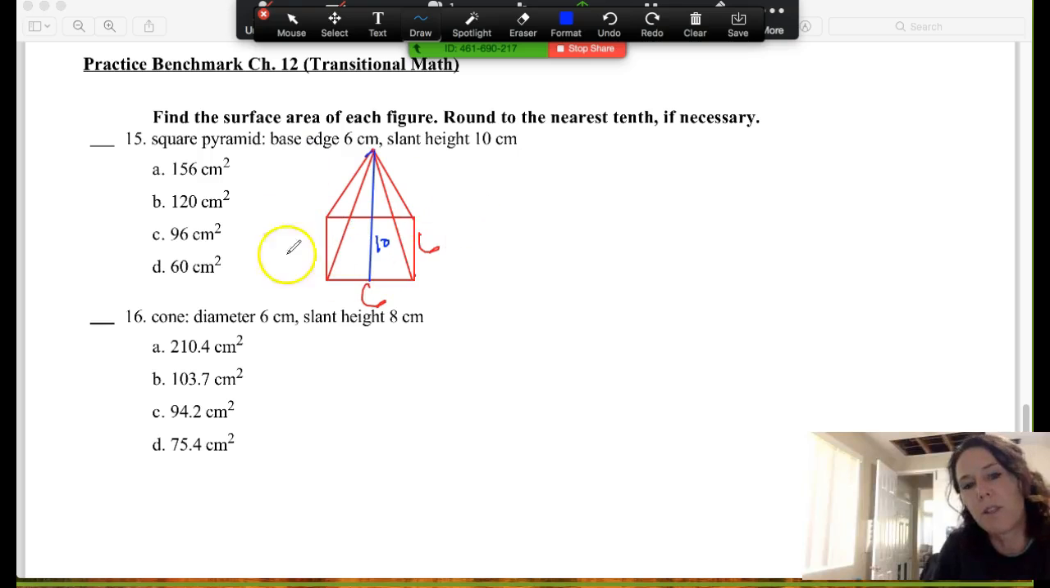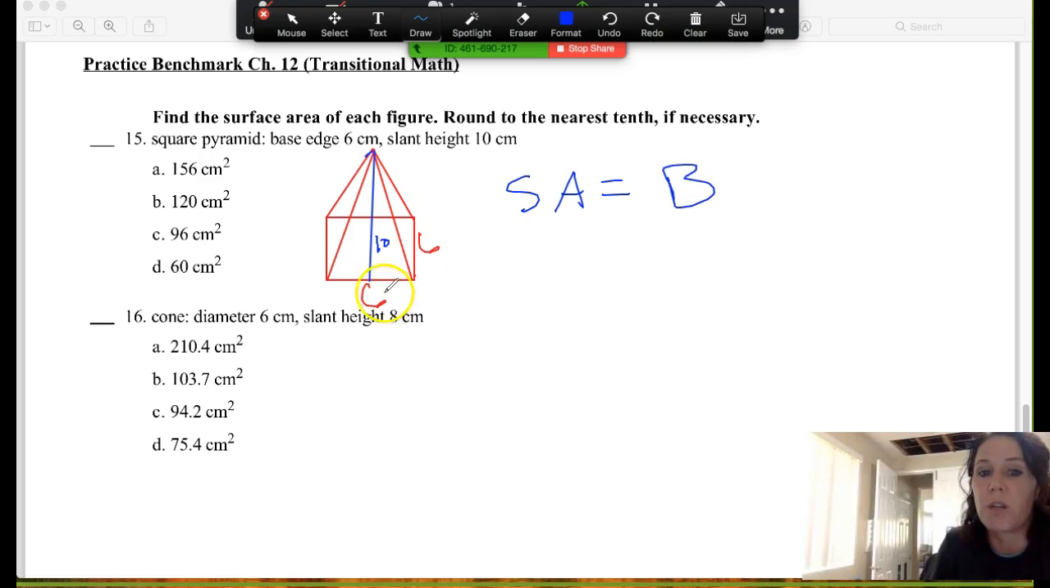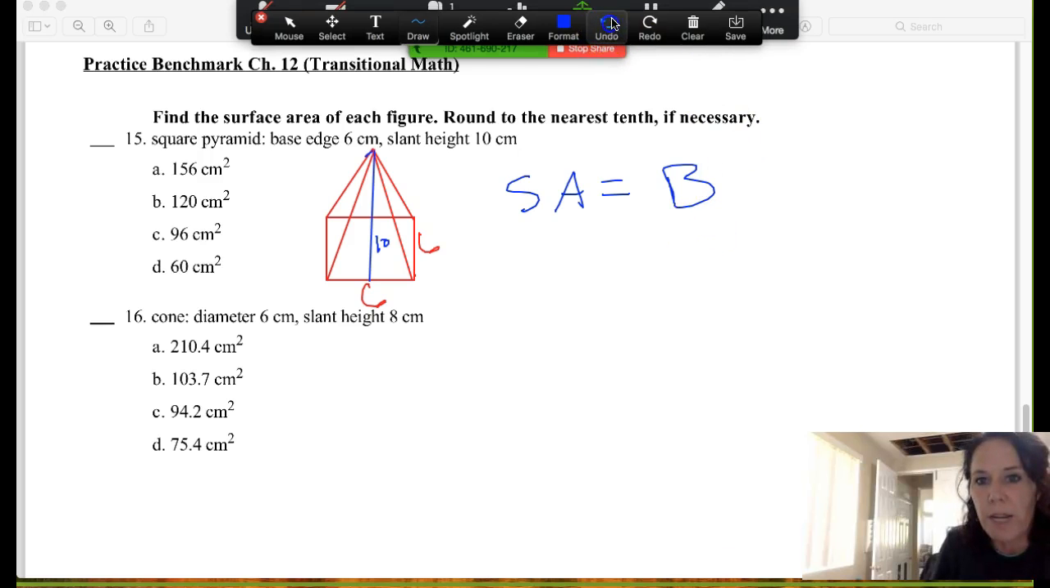Okay, now to find the surface area of this, you can see I have one square base. So the surface area is going to be one area of the base, which here, because it's squared, happens to be side squared. If you want to make it work for any rectangle, you do length times width, right? That's the area of the base.